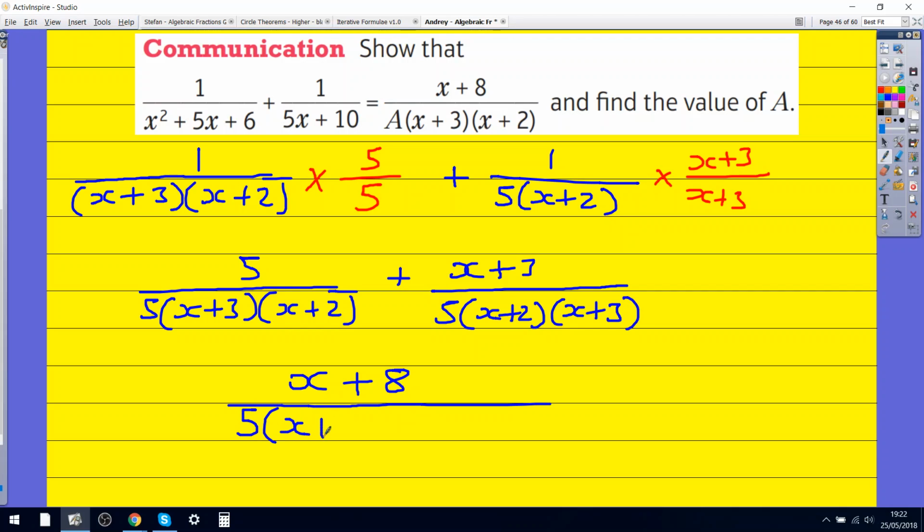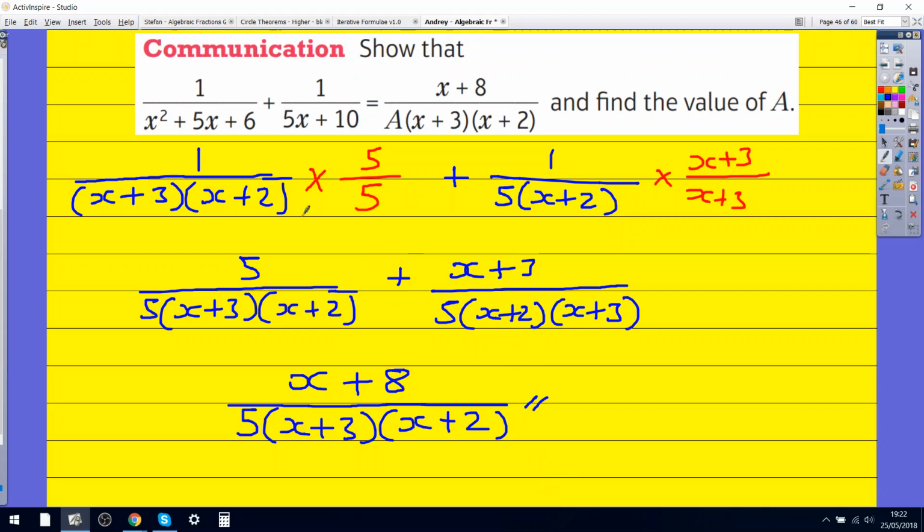Can that be simplified? Would I have to expand the brackets? No. You do the opposite. The reason why you factorize is so that you can cancel. No, you can't simplify it. If you had an x plus 3 on top, you could cancel it down. If you had an x plus 2 on top, you could cancel down. Or if you had a 5 on top, you could cancel down. Or I suppose if you had a bracket with x plus 8 on the bottom, you could cancel down. But you don't. They've nothing in common, so that's it.